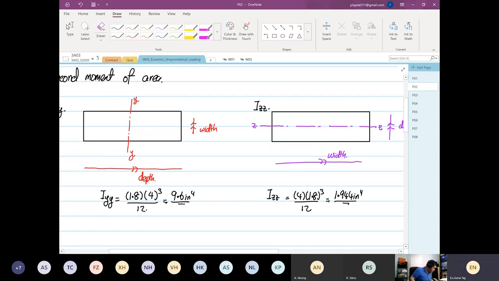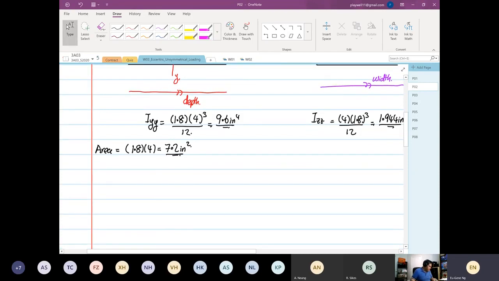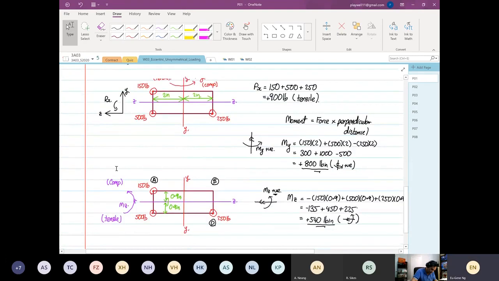Right, now we've got all this ironed out, and the last thing that we need to calculate is the area. So the area is equal to 1.8 multiplied by 4. So this is equal to 7.2 inches squared. Right. So now we can start assembling the entire equation. Again, we'll copy what we had before. I'll take this image.